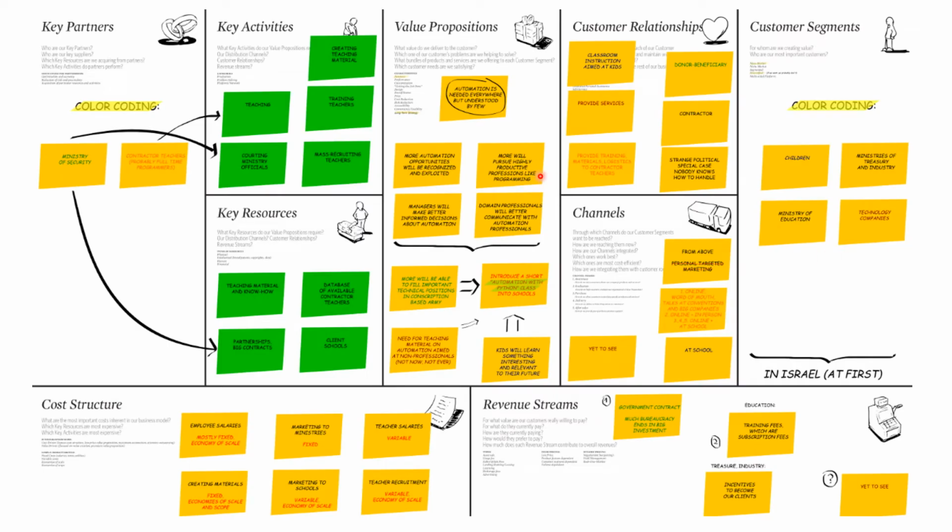This is an example of a canvas template, the business model canvas. Look at that. It talks about key partners, key activities, key resources, value propositions, customer relationships, channels, customer segments, cost structure, and revenue streams. In a single page, it gives you a wonderful picture of the business model, which is helpful in lean startup situations.